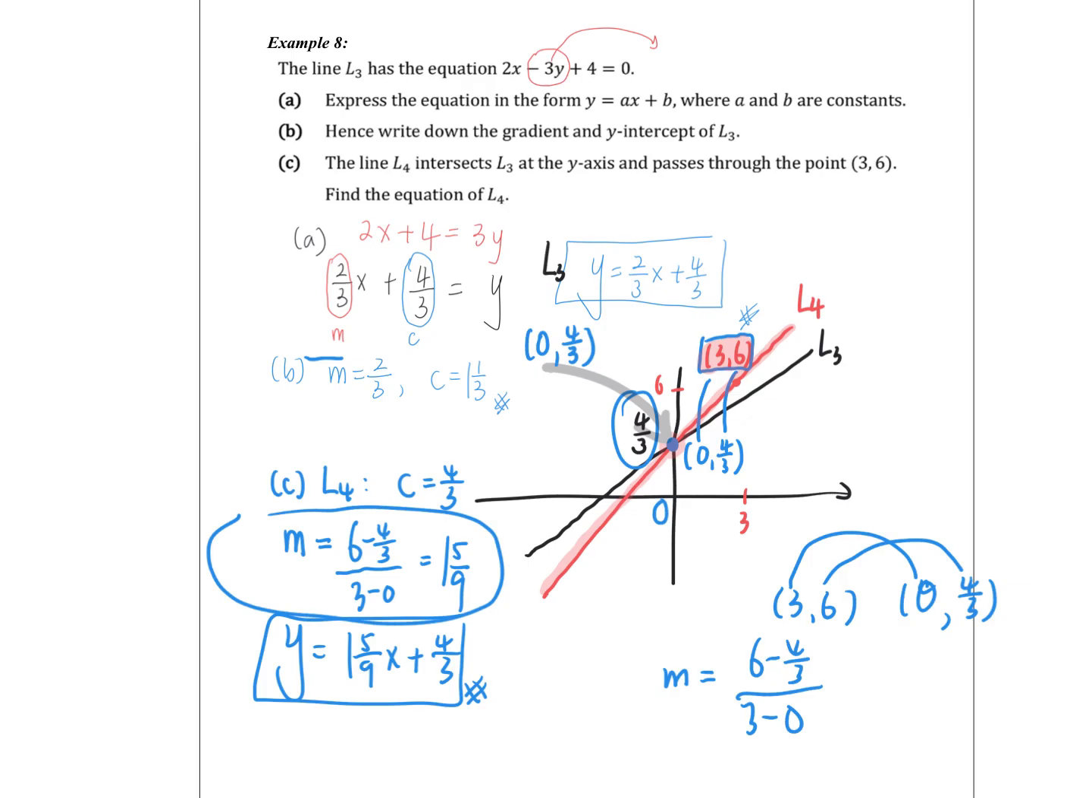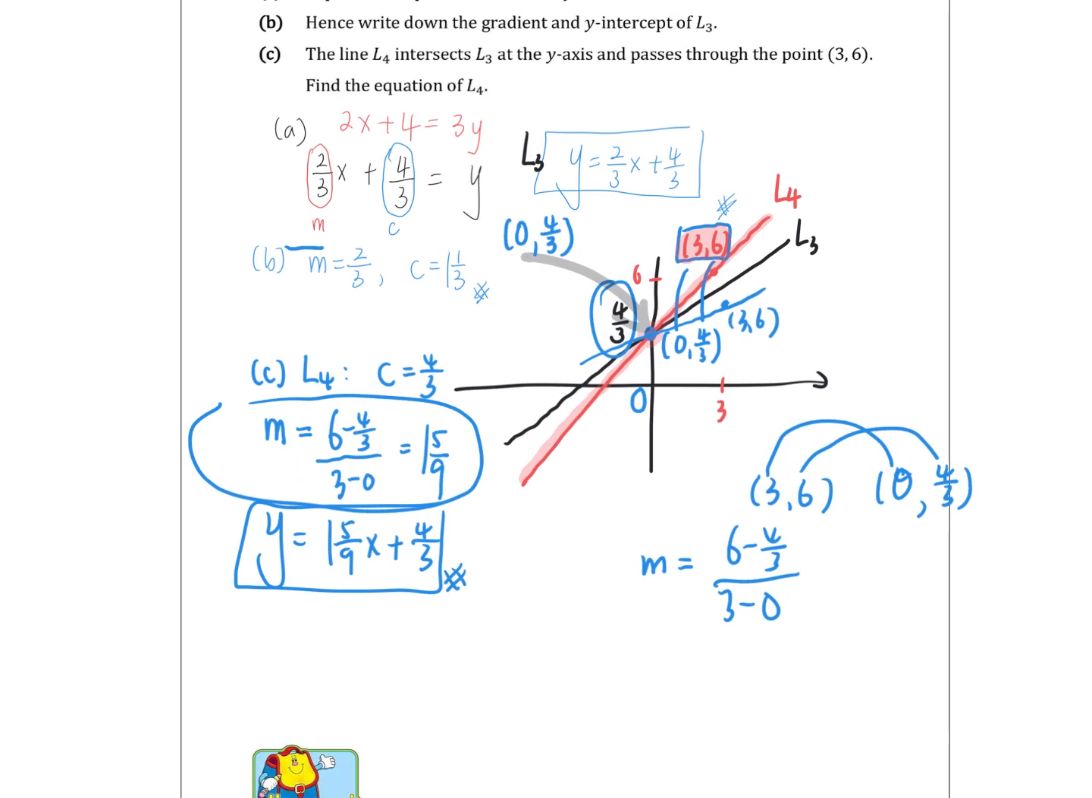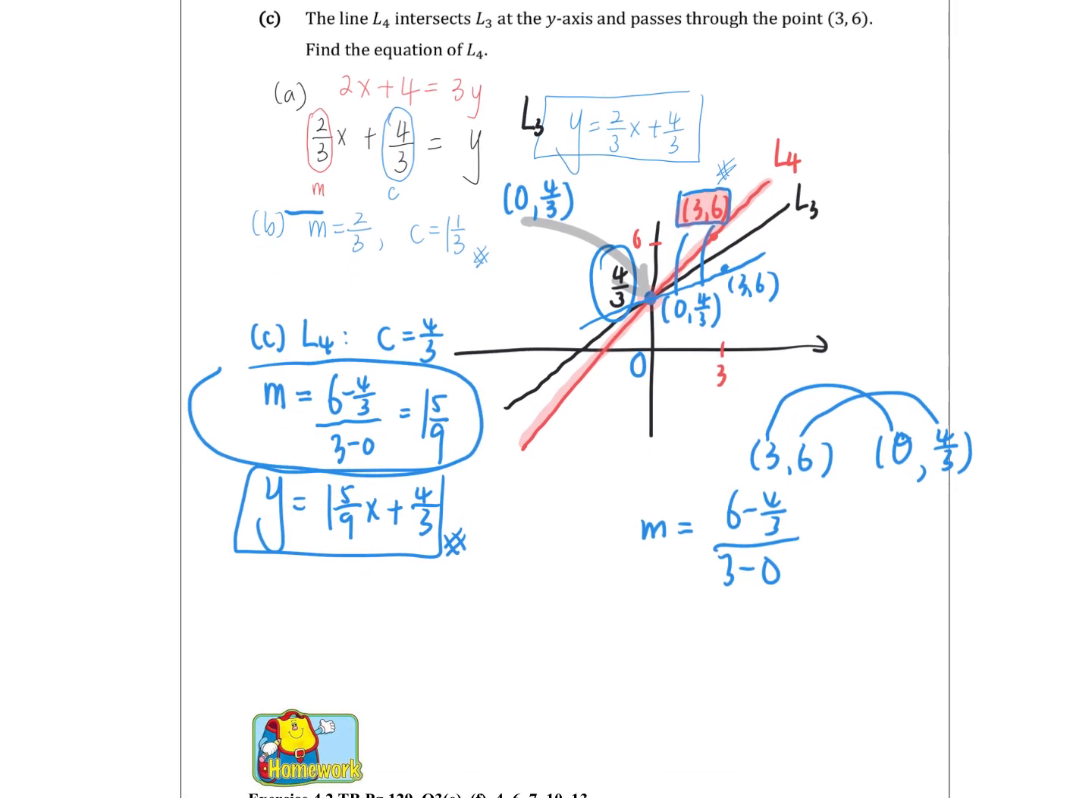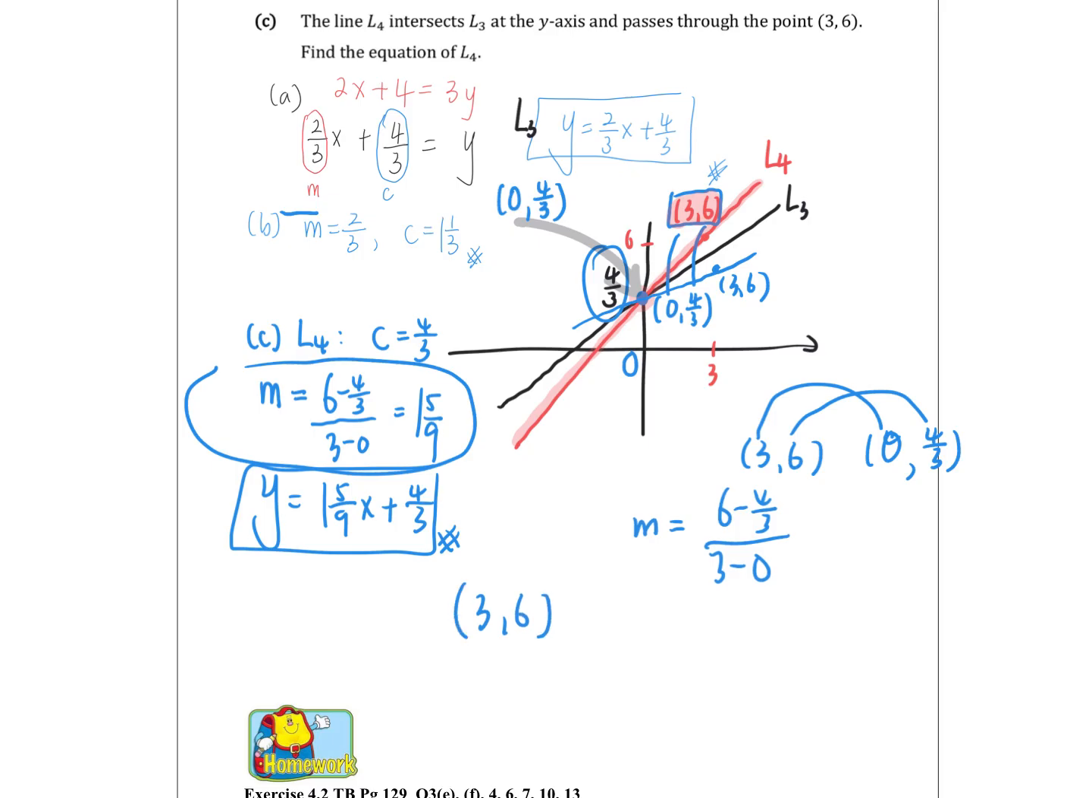It can be below, doesn't matter, but it is still the same 2 points. So even if 3, 6 is here, it's still the same 2 points. Sub in also can. Alternatively, if you never draw, and you have 3, 6 and the y-intercept, you can also sub it into the equation mx plus 4/3 to solve for your m.